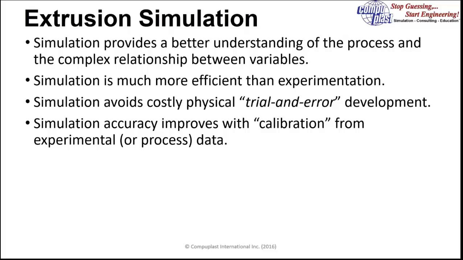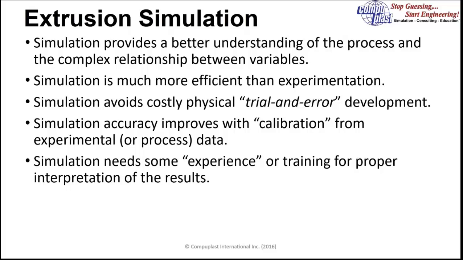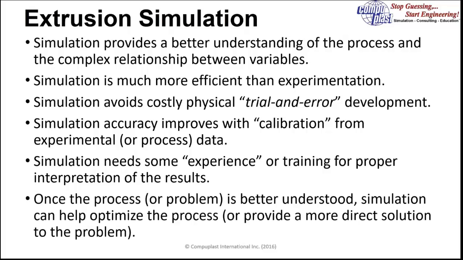Quite often, some of the parameters in the simulation have to be estimated, and once we get a little feedback from experimental data, we can calibrate those estimated parameters to give us better results. And we do need some experience or training for proper interpretation of the results. That is, the color contours and the graphs that the simulation gives us need to be interpreted in order to understand what they mean. And then once the process or the problem is better understood, simulation can help optimize the process or provide a more direct solution to the problem.